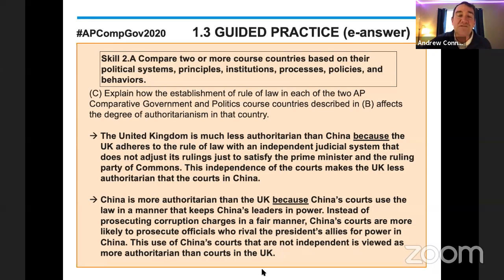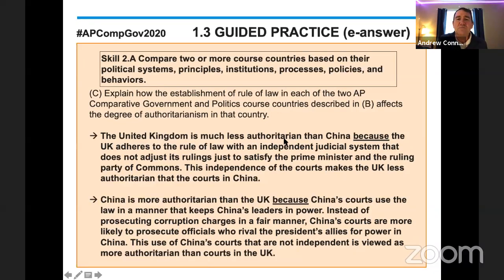And this is where the last 2 points from this rubric come. So for letter C, explain how the establishment of rule of law in each of the 2 AP countries described in B affects the degree of authoritarianism in that country. So now I've got to talk about the degree of authoritarianism. I've picked the United Kingdom. We know the United Kingdom is categorized as democratic, so you can just say that the United Kingdom is much less authoritarian. Here's where I'm answering the degree of authoritarianism.